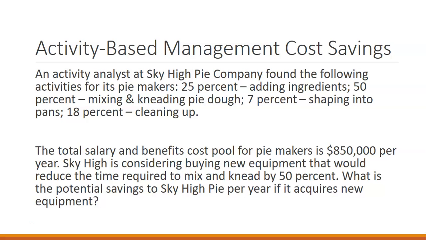We would take that $850,000 and calculate how much of that was attributed to mixing and kneading. So if we take 850,000 times 50%, we get a cost of $425,000. So we aren't going to save all of that money, but we can save 50% of that. So we take 425,000 times 50%, and our annual savings is $212,500.